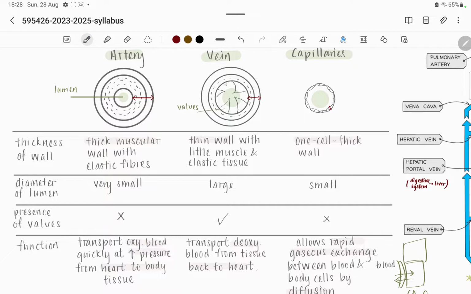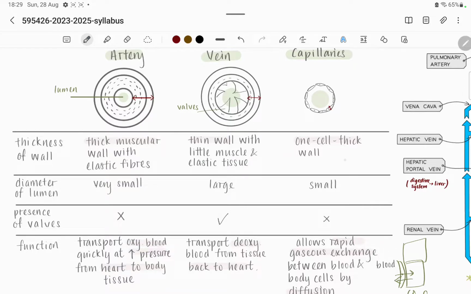So artery should be elastic also. That is why, relating back to the CHD, when the fatty plaques are formed, the artery becomes less elastic. For veins: thin wall, little muscle and elastic tissues. Okay.